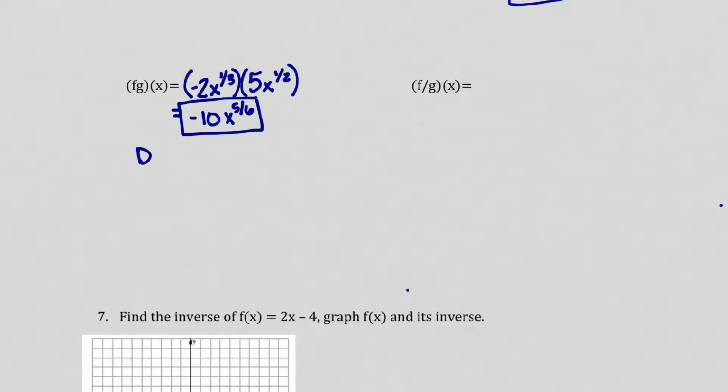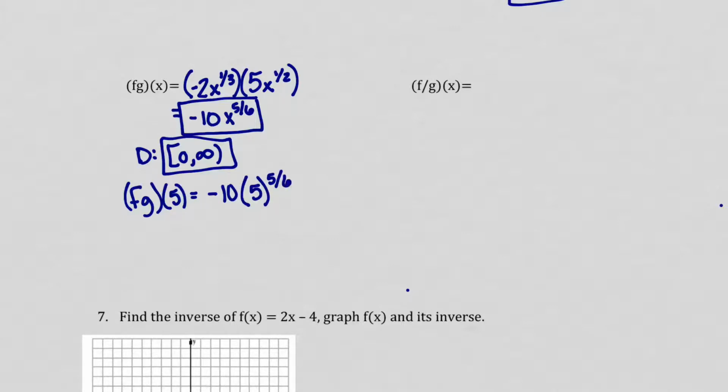If I were to graph that, my domain is from 0 to infinity. It's going to have an even root, so that's how I know it's going to start at that 0, doesn't move left or right. But the even root tells me it's not going to go negative. And then I want f times g when x is 5. So I plug in my negative 10 times 5 to the 5/6, and I get negative 38.24.